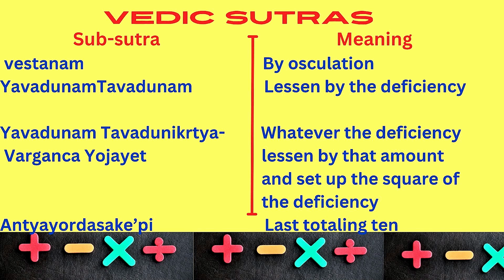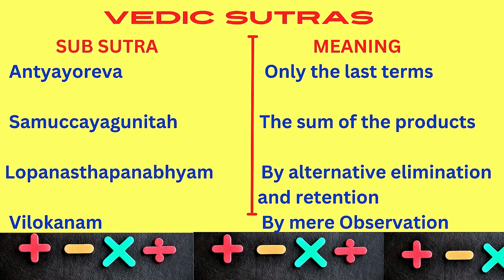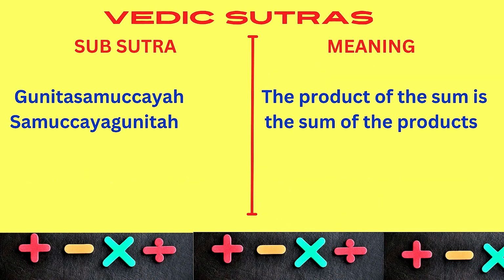Vestanam, by osculation. Yavadunam tavadunam, lessened by the deficiency. Yavadunam tavaduna kritya, whatever the deficiency, lessened by the amount and set up the square of the deficiency. Antiyaradha sakepai, last totaling 10. Antiyao reba, only the last terms. Samukayo gunita, the sum of the products. Lopana sthapanabhyam, by alternative elimination and retention. Bilokanam, by mere observation. Gunita samukaya, samukayo gunita, the product of the sum is the sum of the products.